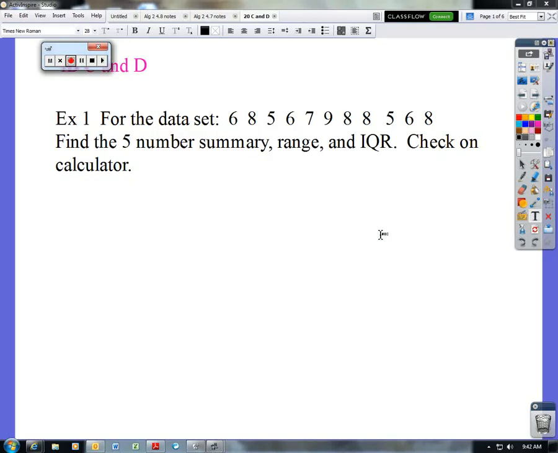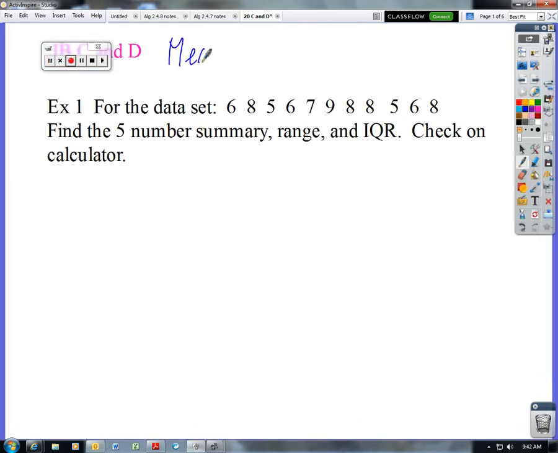So this is going to be 20C and D, and it's on measuring the spread of data. And the ways of measuring the spread of data that we're going to look at in these sections is the range and the IQR, which stands for the interquartile range. And then later we'll talk about the standard deviation.